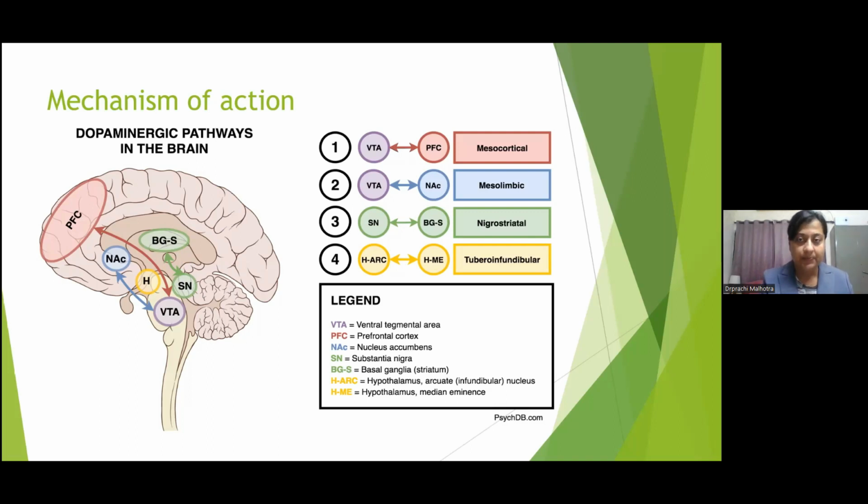The other pathway is the tuberoinfundibular pathway, the yellow one. When it affects this pathway, it causes an increase in prolactin levels. So there will be hyperprolactinemia, galactorrhea, gynecomastia, and sexual dysfunction. Other than this, when dopamine receptors in the anterior hypothalamus are blocked, they can cause alteration in body temperature. And when it blocks the area postrema, it causes antiemetic activity.